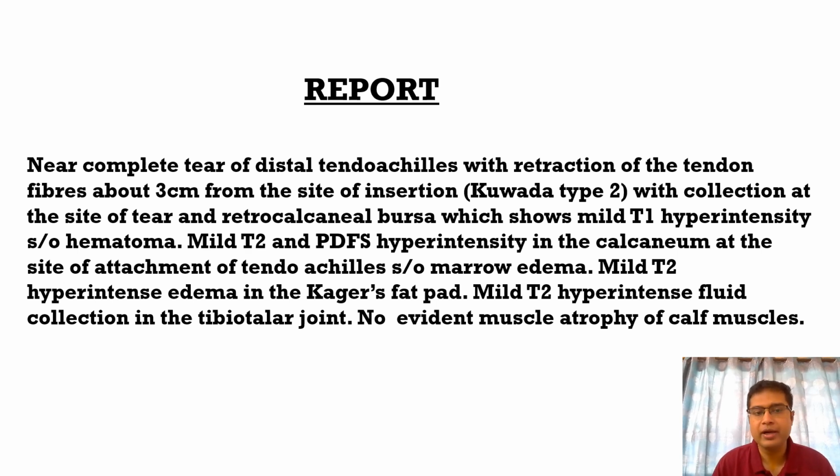which showed T1 hyperintensity suggesting hematoma. There was mild hyperintensity within the calcaneum at the site of insertion, suggesting marrow edema. And some edema was there in the Kager's fat pad and some collection in the tibial joint as well. There was no evident muscle atrophy of the calf muscles, that is gastrocnemius and soleus muscles were intact. This is very important because tendoachilles is formed by gastrocnemius and soleus, the calf muscles. And in chronic cases of tear, they usually atrophy, and it is important for prognosis of the patient.